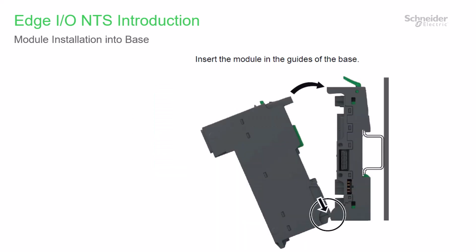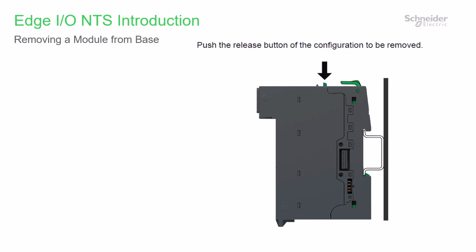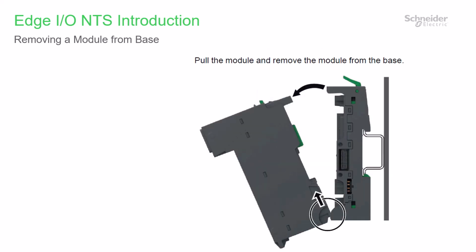To insert an Edge I/O module into its base, whether before or after attaching the base to the DIN rail, first hook the bottom of the module into the guides in the base, then push the top of the module in until the latch clicks. You can remove a module by pressing the small green button on top, then rotating the top of the module outwards. And for easier hot swapping, you can remove the terminal blocks from a module without removing the wires.